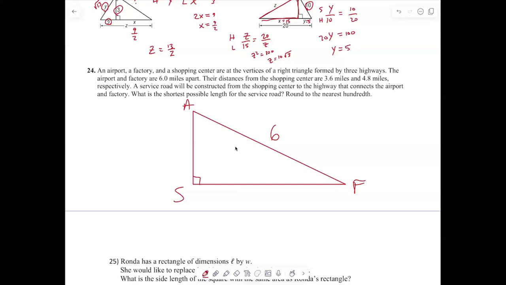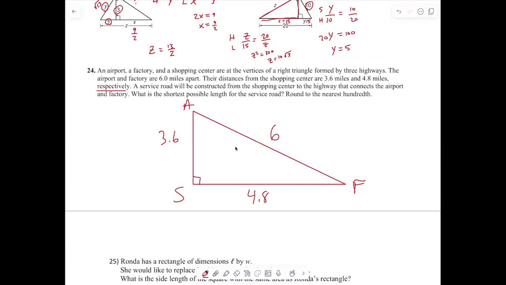And then we can just say the airport and factory are 6 miles. The distance from the shopping center are 3.6. All right, I gotta make sure I put the 3.6 properly. The airport and the factory are 6 miles apart. Their distances from the shopping center are 3.6 and 4.8. So which one did they list first? The airport. So this is good. 3.6 and this is 4.8. Do we agree? It says respectively. Do you know what that means? And you can just look at the triangle. But the respectively just means in that order.